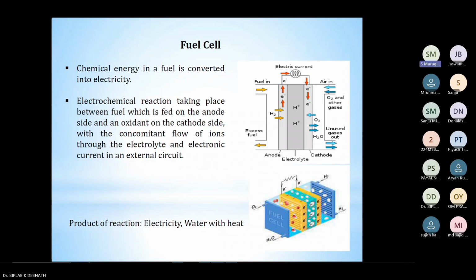But we have two products during this electrochemical reaction. One is water with the heat, and second is electricity. That is, the electricity is the main product, whereas water is also obtained. But due to electrochemical reaction, there is some heat generated that will come along with water. Next slide, please.